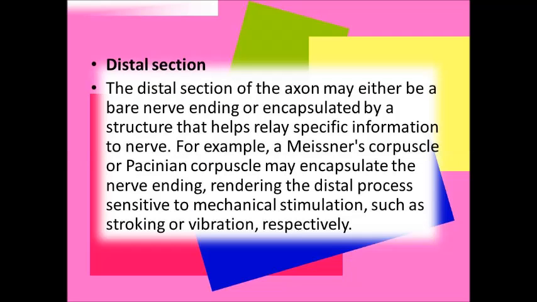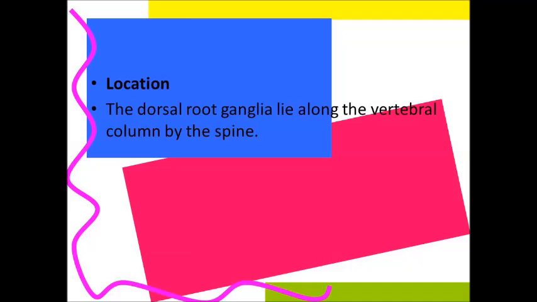Distal section. The distal section of the axon may be either a bare nerve ending or encapsulated by a structure that helps relay specific information to the nerve. For example, a Meissner corpuscle or Pacinian corpuscle may encapsulate the nerve ending, rendering the distal process sensitive to mechanical stimulation, such as stroking or vibration, respectively.